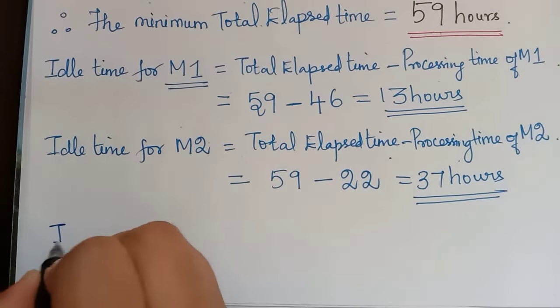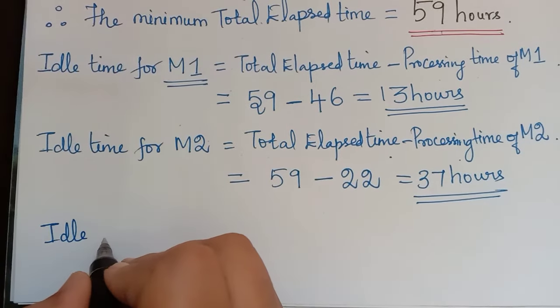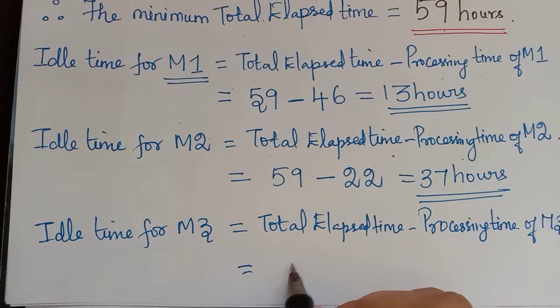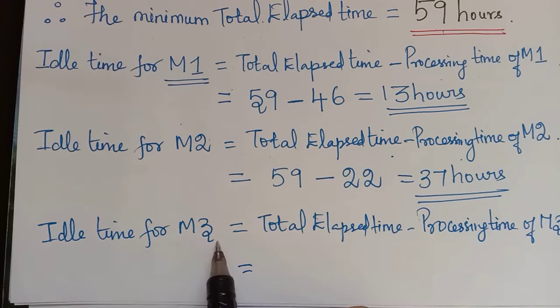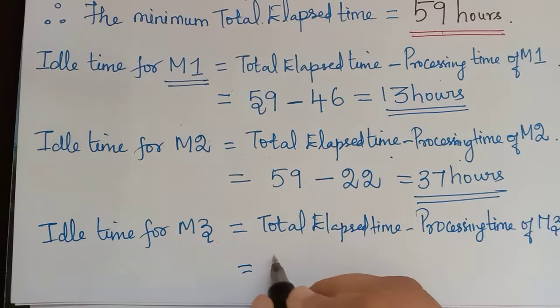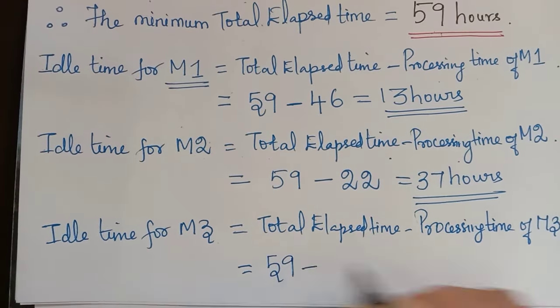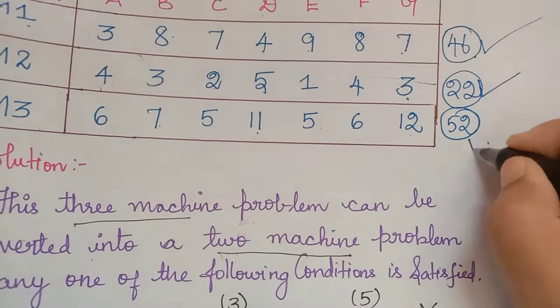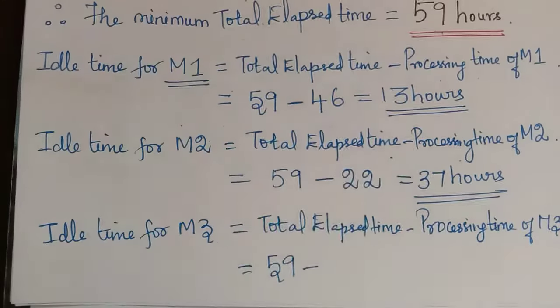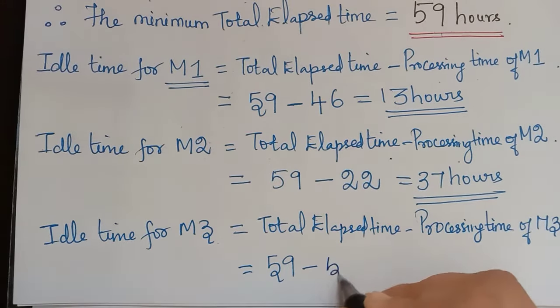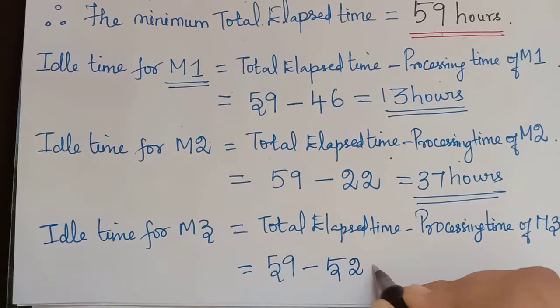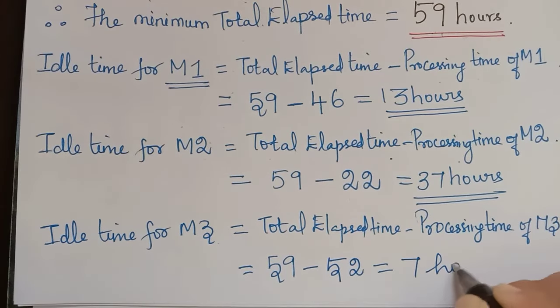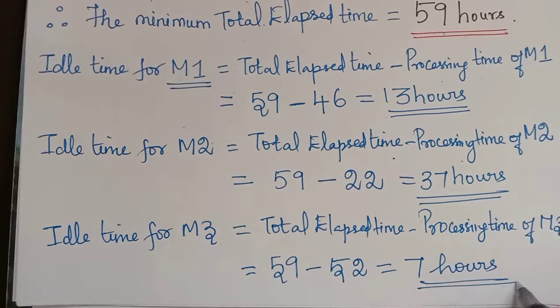Next is the ideal time for mission 3. That is equal to the total elapsed time, which is 59, minus the processing time for mission 3. What is the total processing time for mission 3 we got? We got 52. So that one we will write. 59 minus 52 is 7 hours. So this is the ideal time for mission 3.